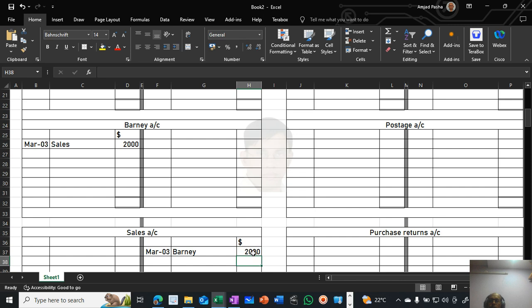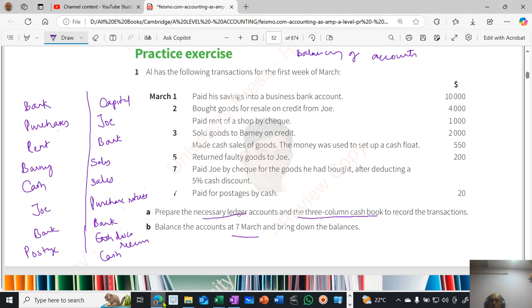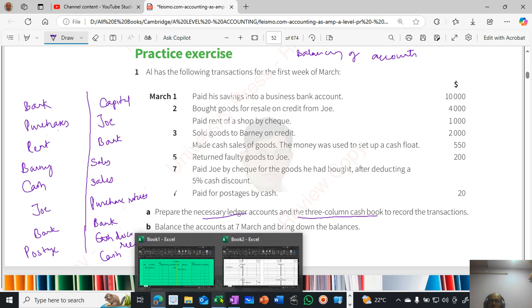So everything will go wrong. So be careful. Then the entry is complete. Sales entry is also complete. Made cash sales of goods. The money was used to set up cash float. So you are receiving cash on selling of goods. Cash sales. So cash sales are happening.